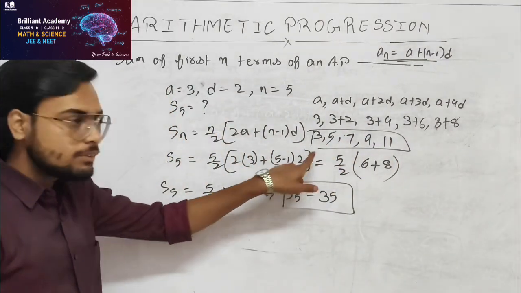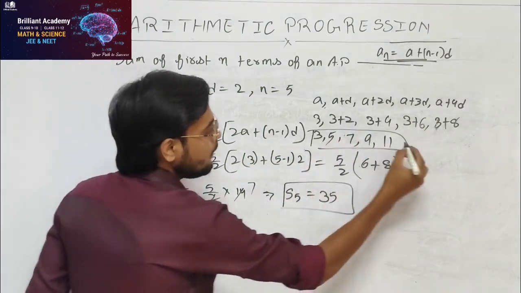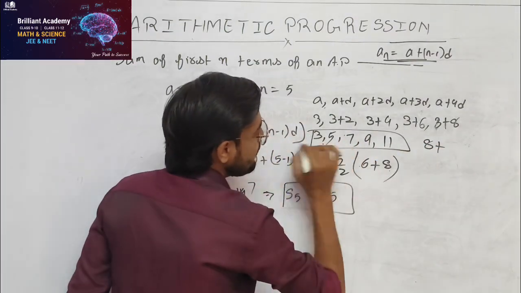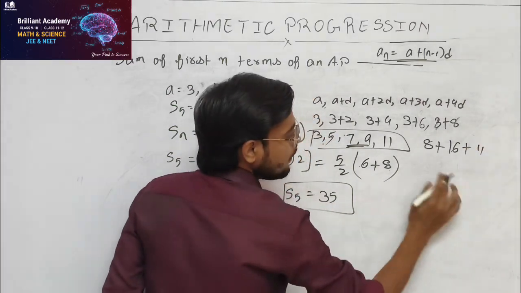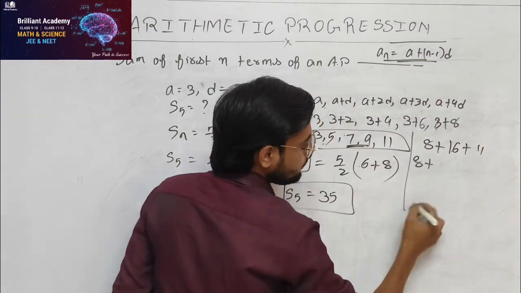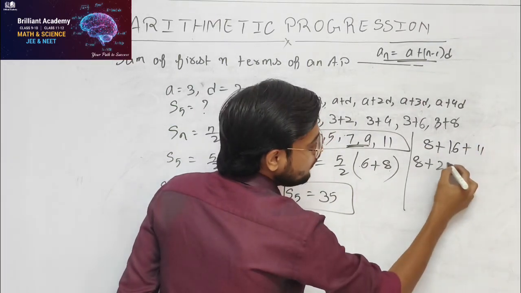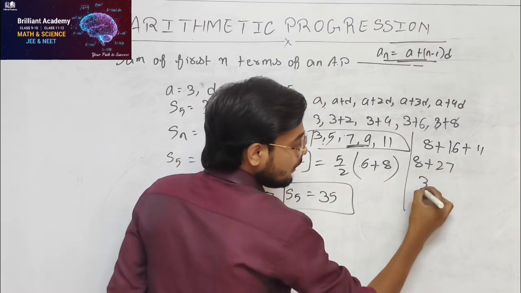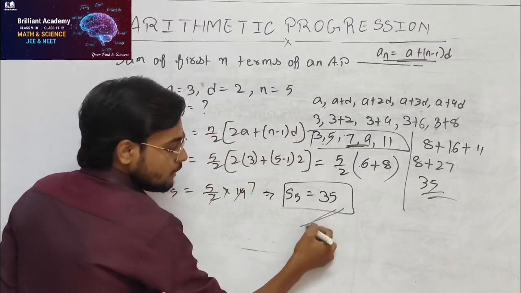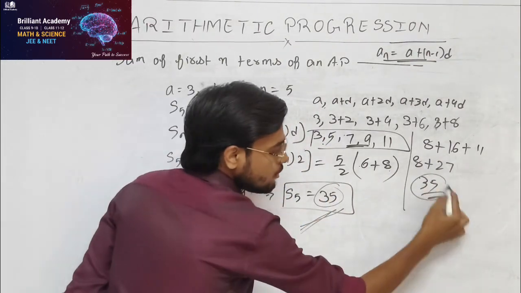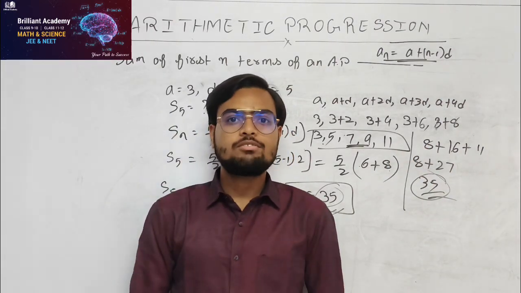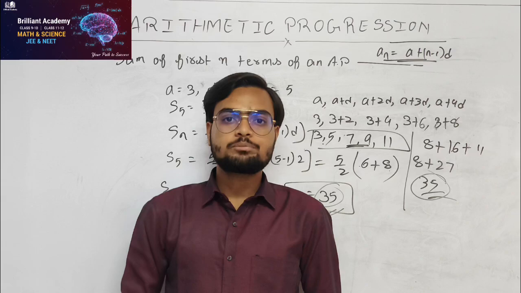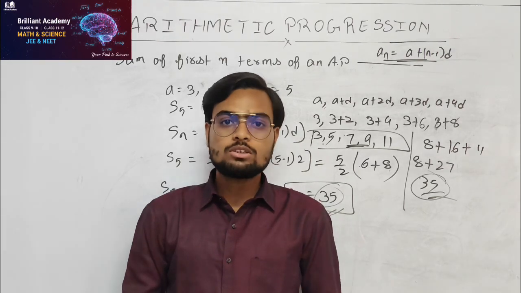Now I have to find the sum of these 5 terms. So 3 plus 5 is 8. 7 plus 9 is 16, plus 11 is 27. Now 27 plus 8 is 35. So see, by using this formula we get 35, and the sum is also 35. Understood? That's all for today's lecture. If you found this video helpful, then practice some questions on your own. Okay.